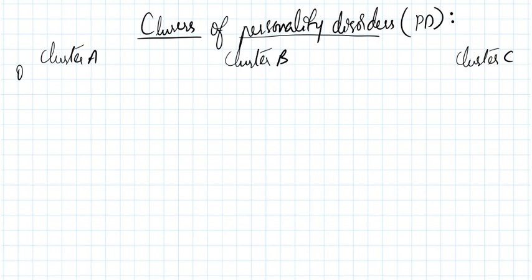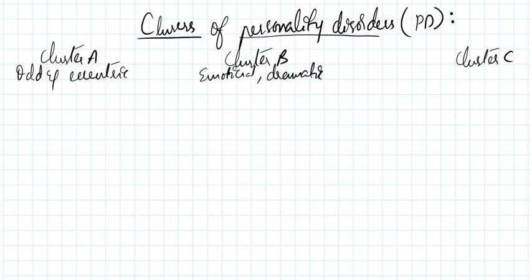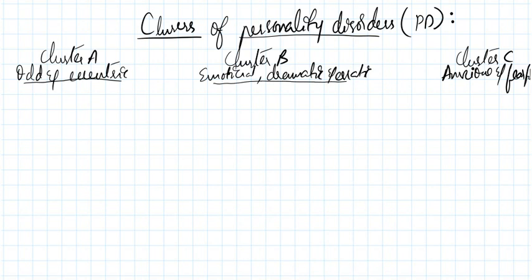Cluster A is odd and eccentric. Cluster B is emotional, dramatic, and erratic. And the final cluster, cluster C, is anxious and fearful. So what comes under cluster A? I'll underline these things. You just remember these clusters and their disorders.